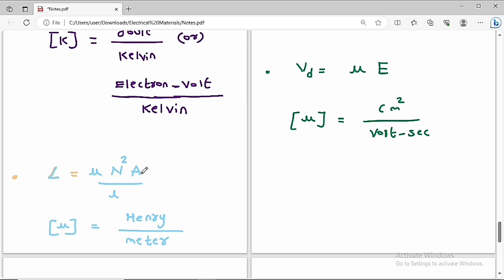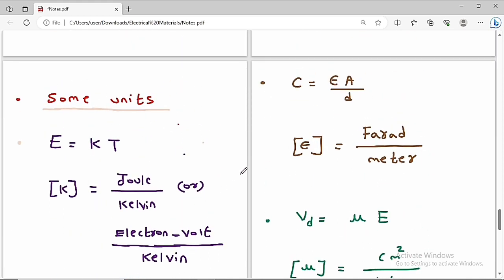So what I can say now is, here meter square and here meter, so meter cancels. Wherever meter is there, here Henry is there. So Henry per meter is nothing but the unit of the permeability. So mu is nothing but permeability, and the unit of the permeability is Henry per meter. Then comes the capacitor formula. C is equal to epsilon A by D, where C is called the capacitance, epsilon is called the permittivity, A is called the area, and D is called the distance.